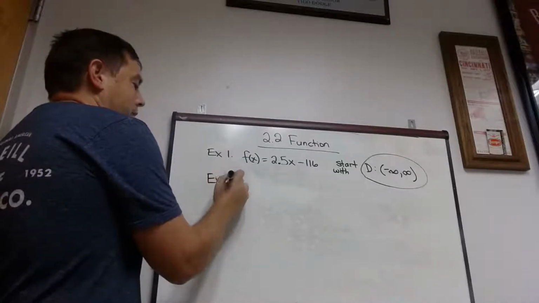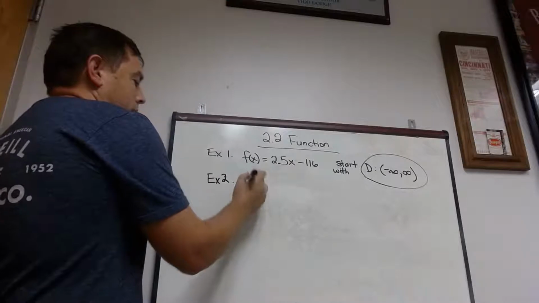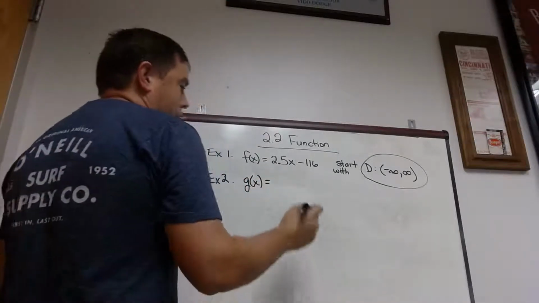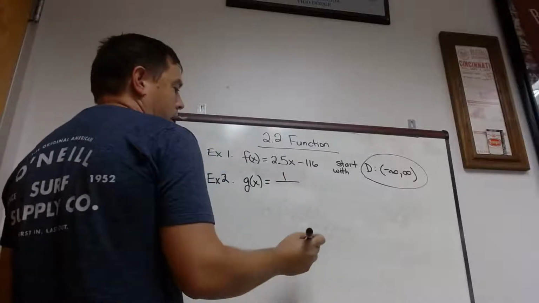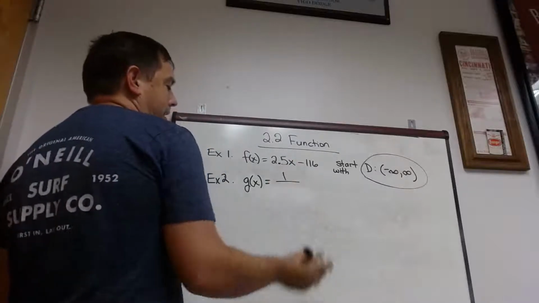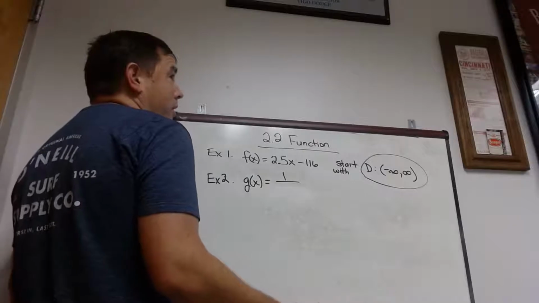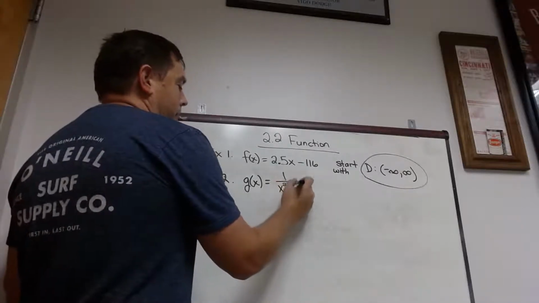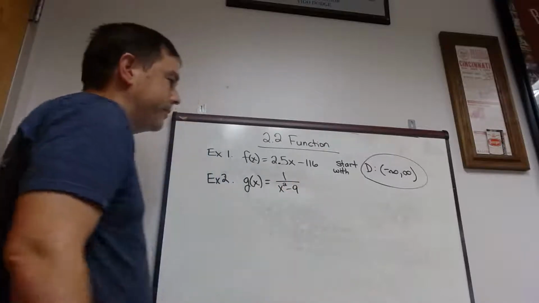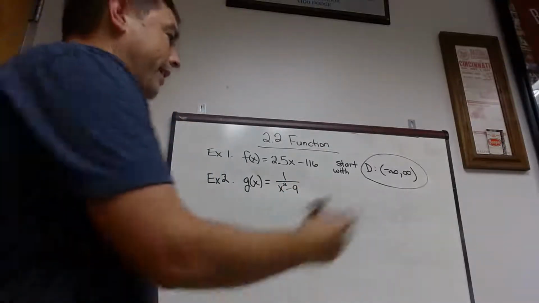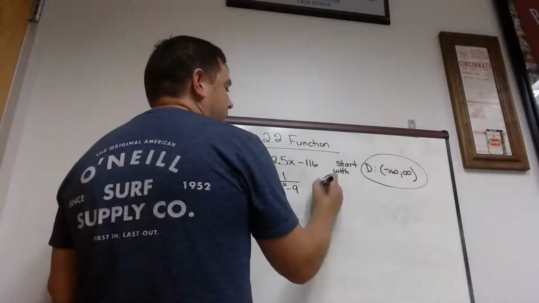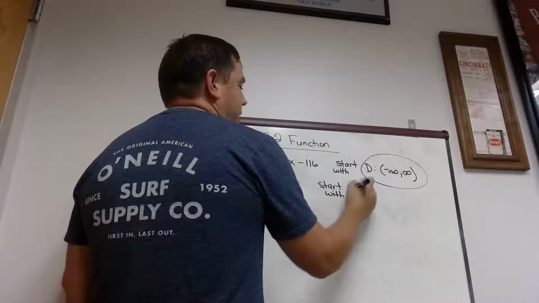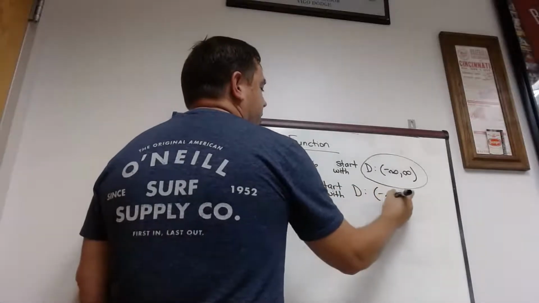Let's look at example number 2. Let's look at g, and g of x is equal to 1 over x squared minus 9. And again, I go with the process. I say, all right, I'm starting with a domain that is all real numbers.